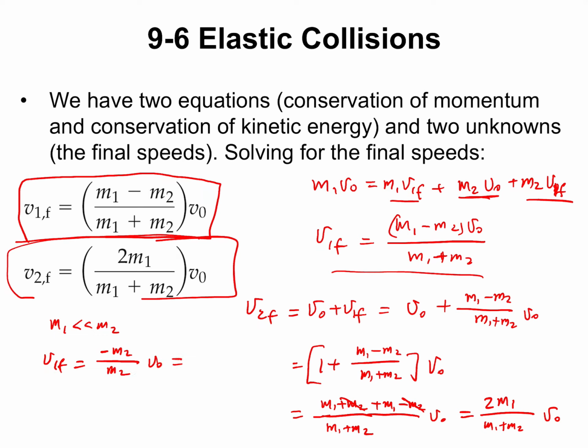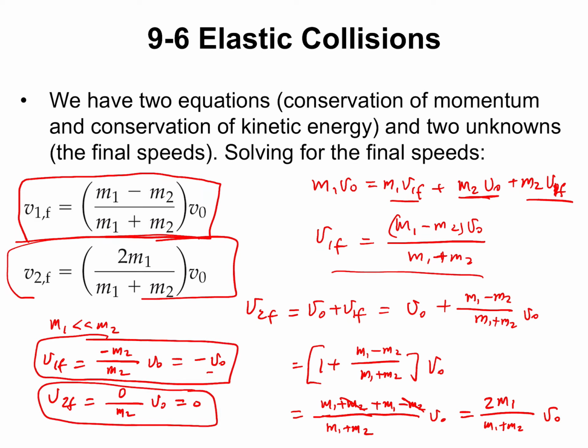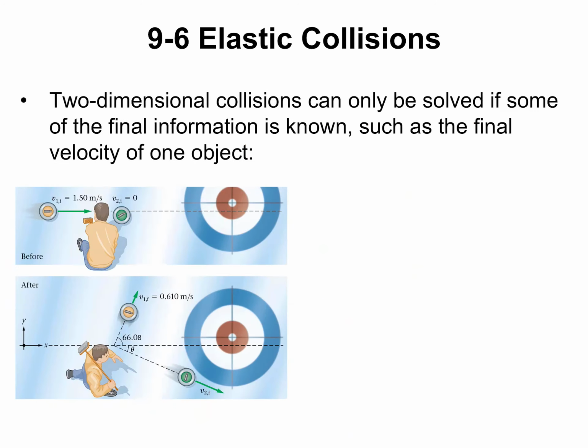M2 V naught equal to negative V naught. V2F equal to M1 so small, so 0. M2 V naught equal to 0. You see, the bowling ball stays at rest and the ping pong ball bounces back. Its velocity is opposite to the direction of the initial velocity. So that's about right. In physics, we always like to use extreme conditions to verify if the solution is right or not. Okay. All right.